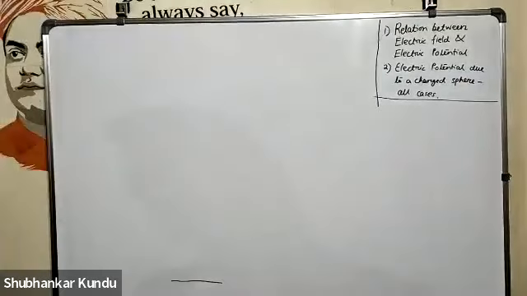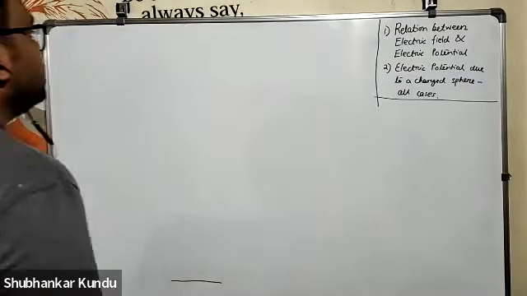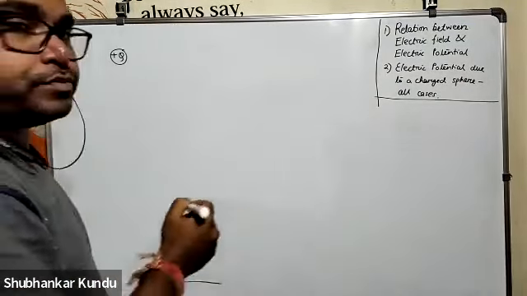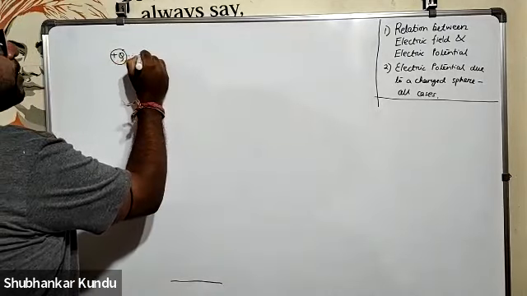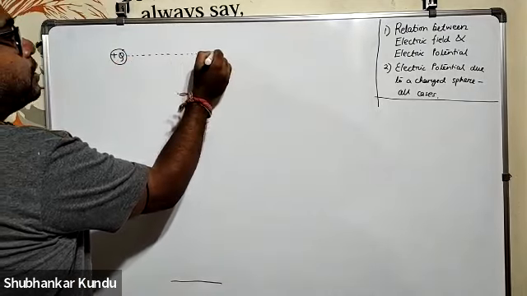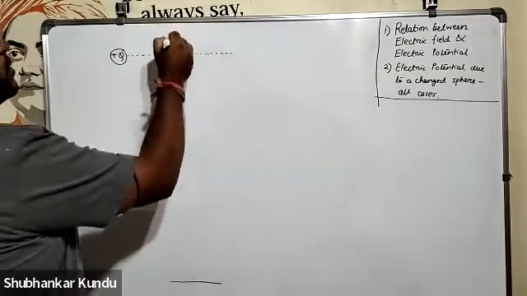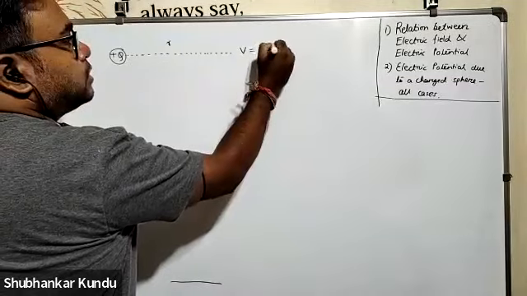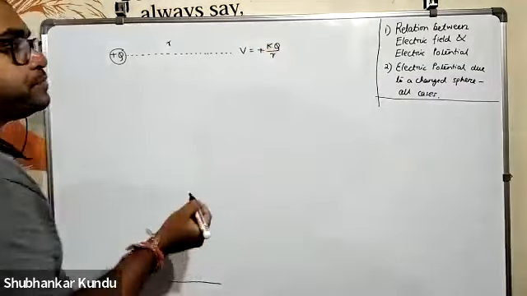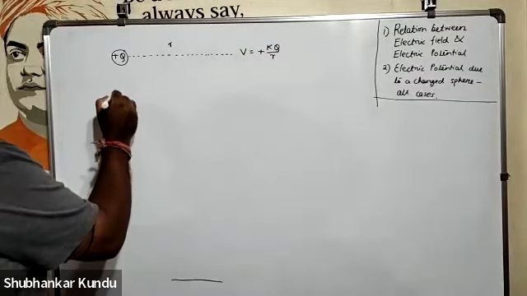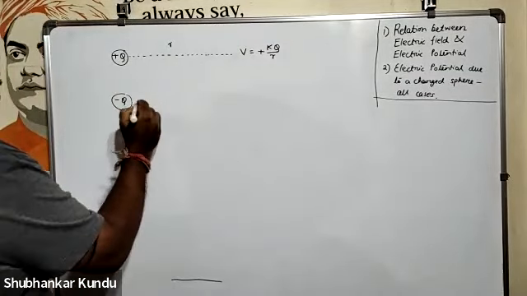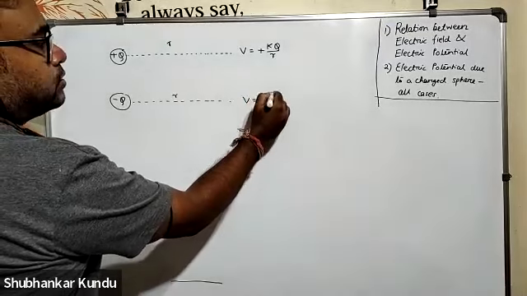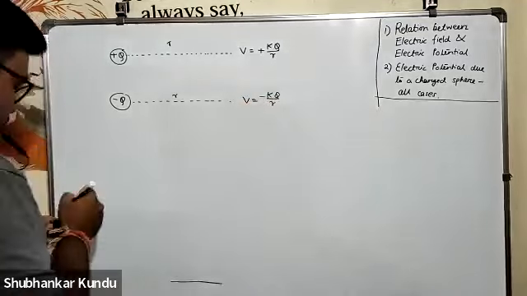Before beginning this topic, let me remind you one thing. If I'm having any point charge plus q at a distance of r, suppose this is r, here the potential is given as plus kq upon r. Similarly, if I'm having a negative charge of minus q at a distance of r, the potential will be given as minus kq upon r. Right?